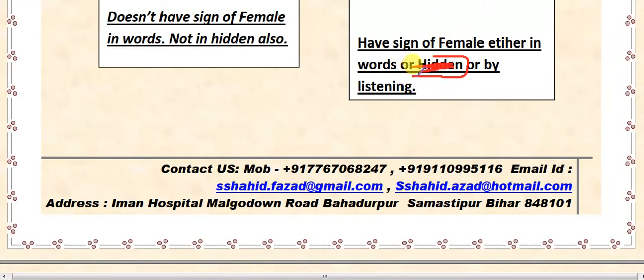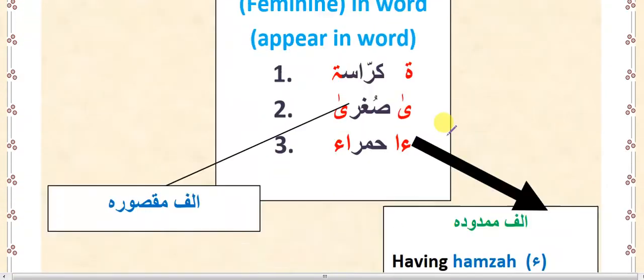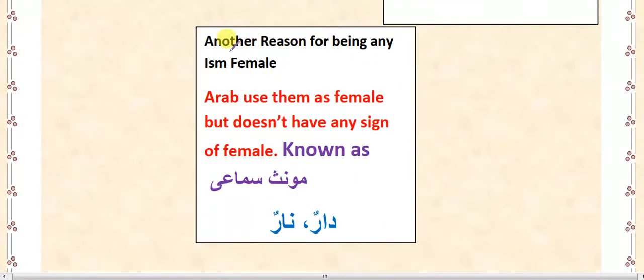Now the second reason for being muannas is by listening. By listening means that the Quran used that word, or the people of Arabia use that ism as muannas, but that ism doesn't have any sign or property of female. Even after that, the people of Arabia use that ism as female, as muannas. That's why we also use that ism, which doesn't have any sign of female, as muannas. That is another reason for any ism being female.